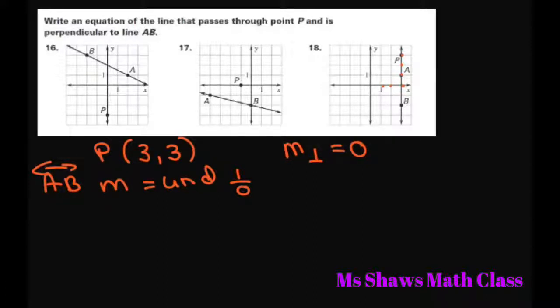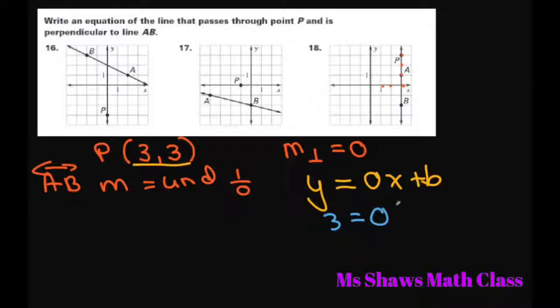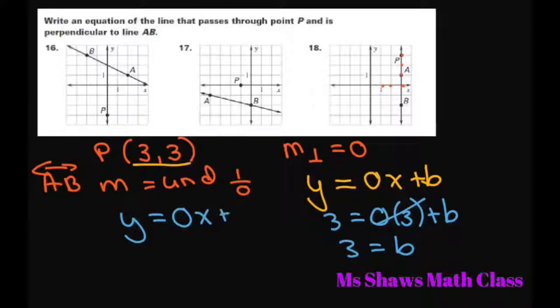So let's write our equation. And we have y equals 0x plus b. Plug in your new point. So 3 and 3. So 3 equals 0 times 3 plus b. That's just 0. So 3 equals b. So I get y equals 0x plus 3, or y just equals 3.